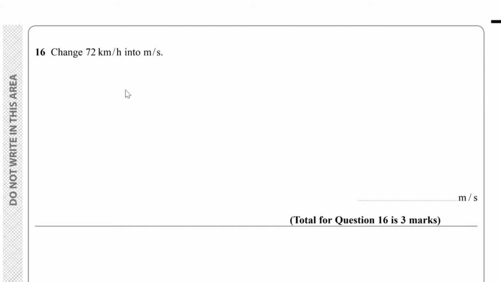Question number 16, we have to change 72 kilometers per hour into meters per second. Well, we've got kilometers and we've got meters. Here, if I times by 1,000, and then here, if I divide by 1,000, we can convert between kilometers and meters. And then we've got hours and seconds. Hours to seconds, we times by 3,600. Seconds to hours, we would have to divide by 3,600.